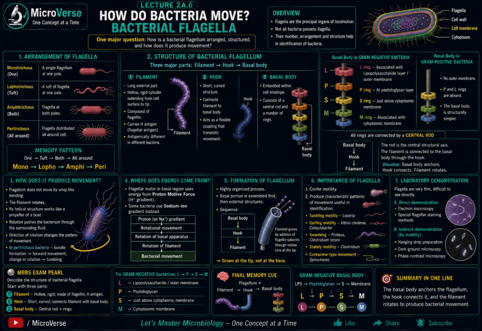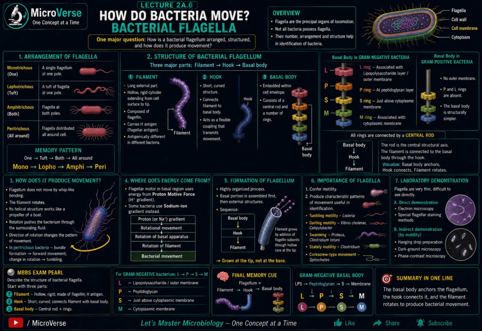Now, laboratory demonstration. Because bacterial flagella are extremely thin, they are difficult to demonstrate directly. They may be demonstrated directly by electron microscopy and special flagellar staining methods. They may be demonstrated indirectly by hanging drop preparation, dark ground microscopy, and phase contrast microscopy. This distinction is useful for laboratory examination and viva questions.